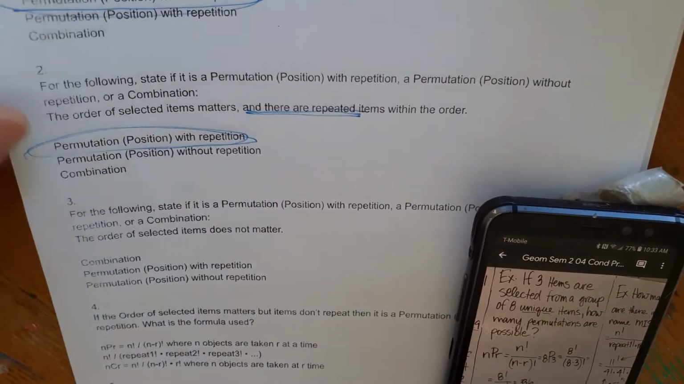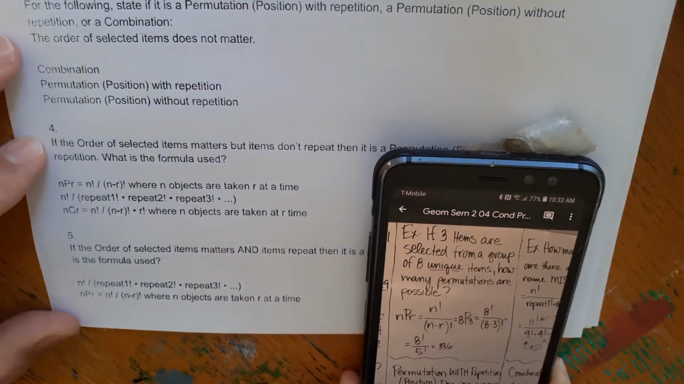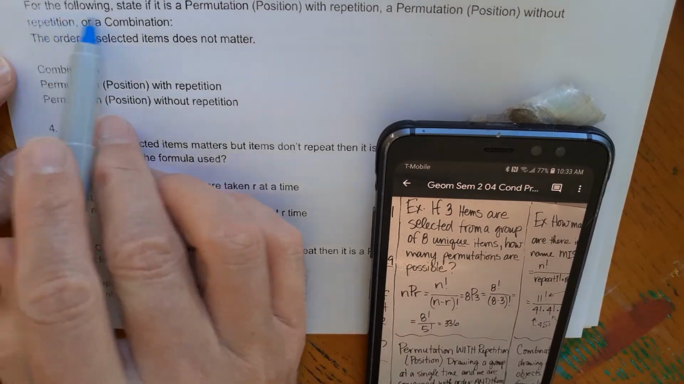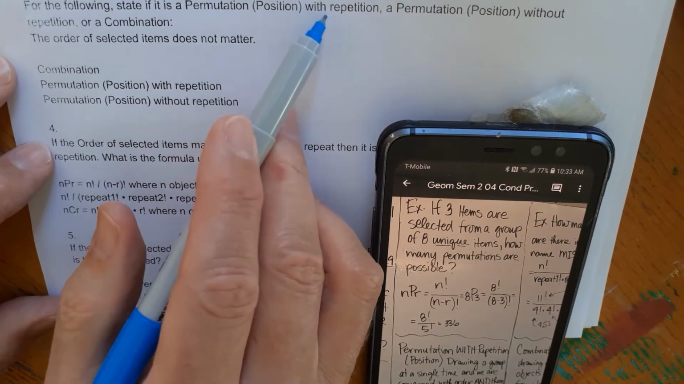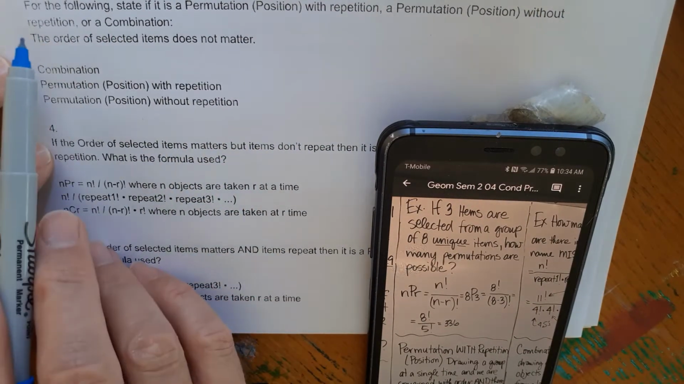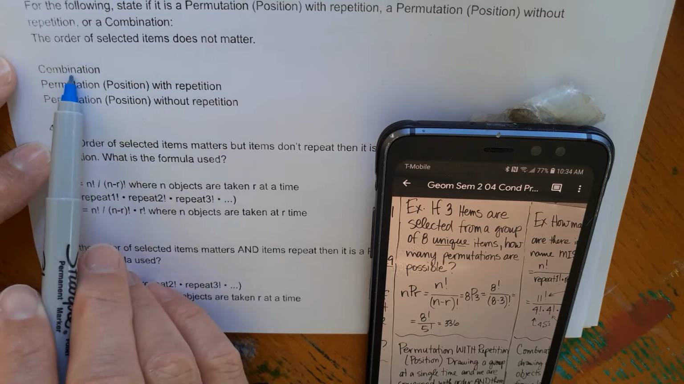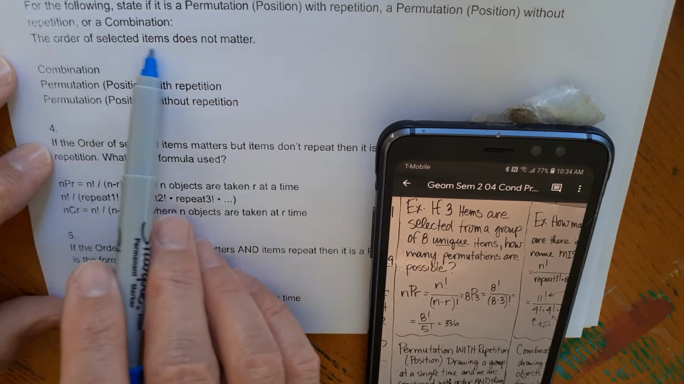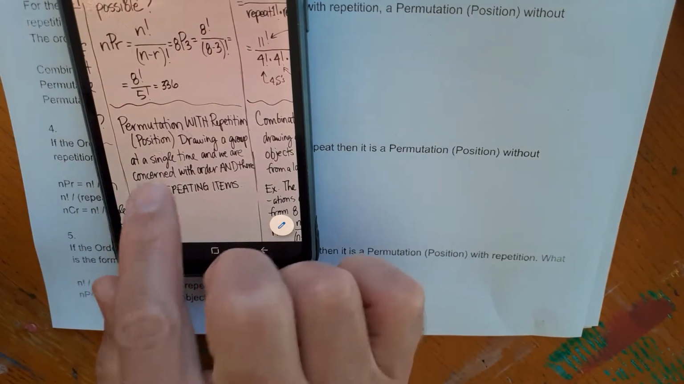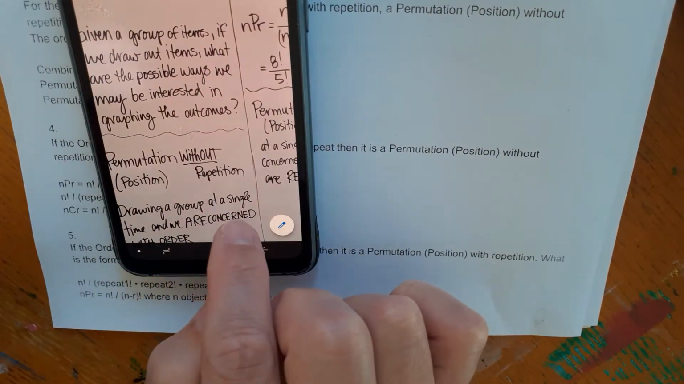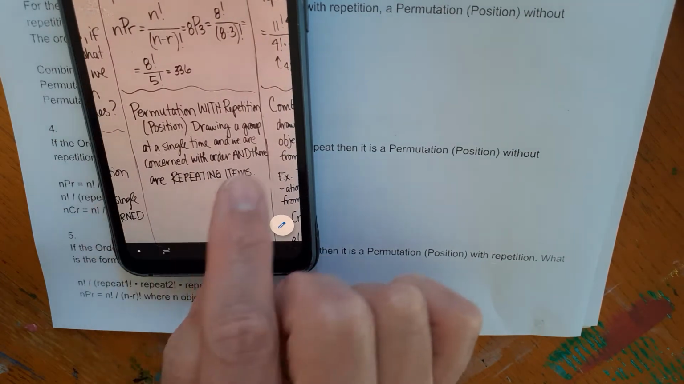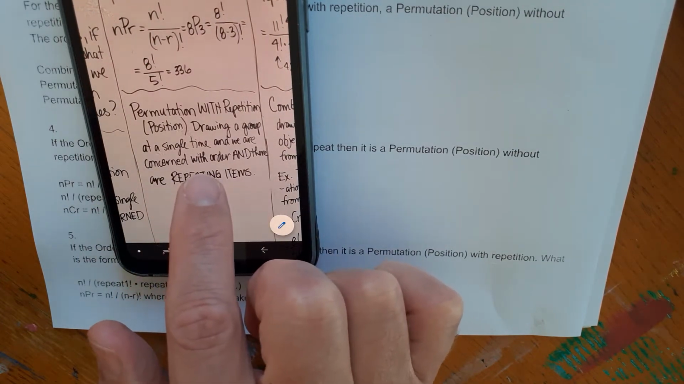Okay, let's keep going. And as you see the confluence of this, you may start to go, okay, the words mean a little bit more to me now. The following is, we want to know if it's a permutation with repetition, a permutation without repetition, or a combination. Something tells me we're going to get to the combination example here, right? So the order of selected items does not matter. For permutations, we were concerned about order. We're concerned about order here for both permutations.